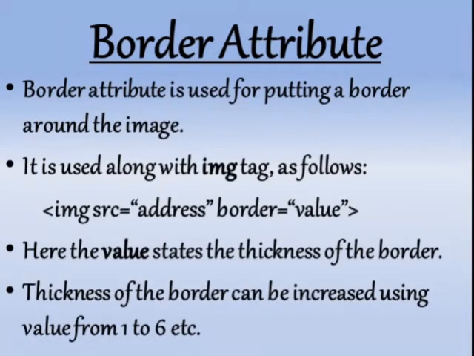Now children, we are going to study about border attribute. Children, border attribute is used for putting a border around the image. It is used along with img tag as follows. img src is equal to address, border is equal to value. Here, the value states the thickness of the border. The thickness of the border can be increased using value from 1 to 6, etc.